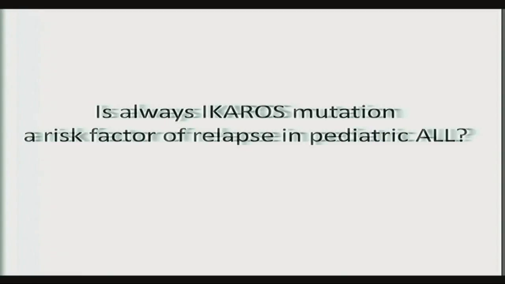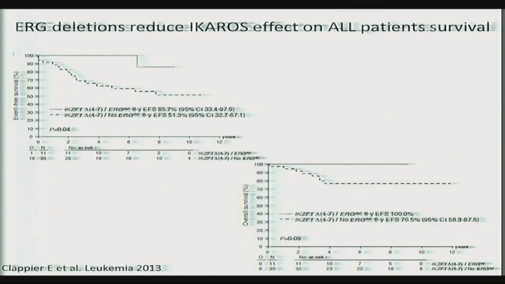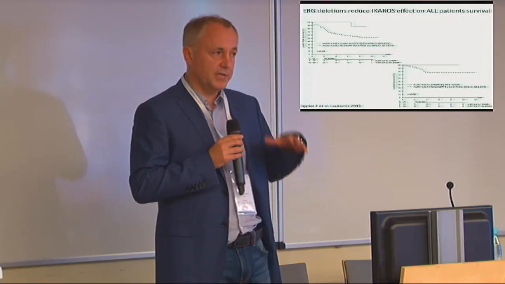And this is not really straightforward, because if you look at the different abnormalities found right now in acute lymphoblastic leukemia, you can have one player, ERG deletion. This is also, as you see, a very tiny percent of the leukemic patients. But among these patients, if you have Ikaros deletion and ERG deletion, you have no effect of Ikaros.